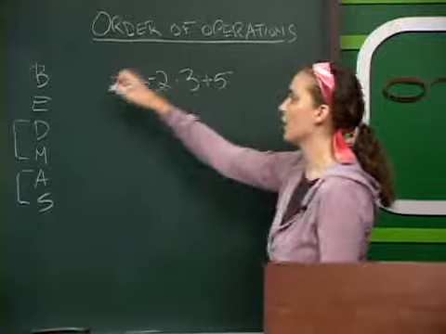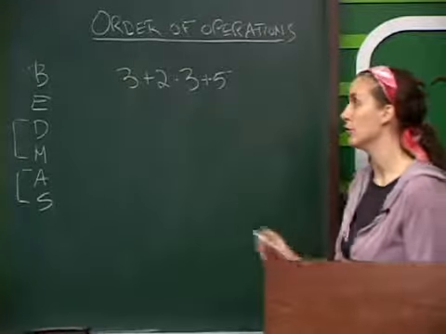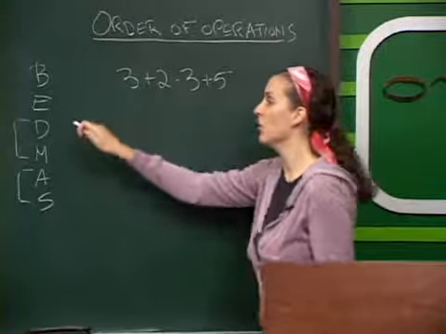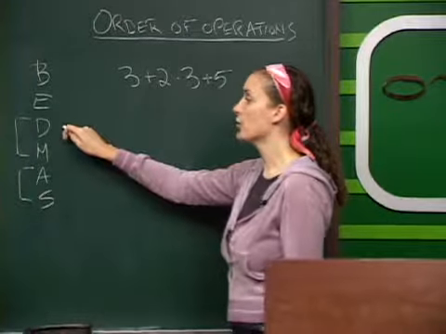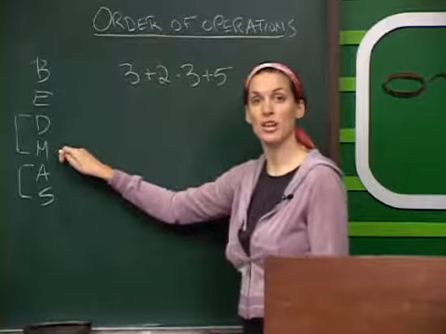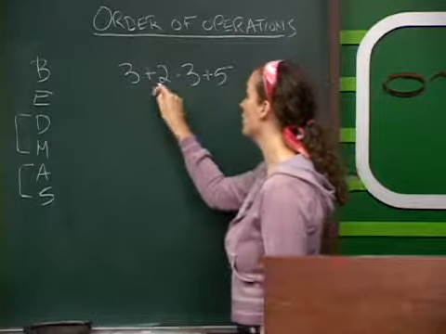So we look at this entire expression. What do we want to do first? Are there any brackets? No. Are there any exponents or grouping symbols? No. Is there any division? No. Is there any multiplication? Yes. Let's do that right there.